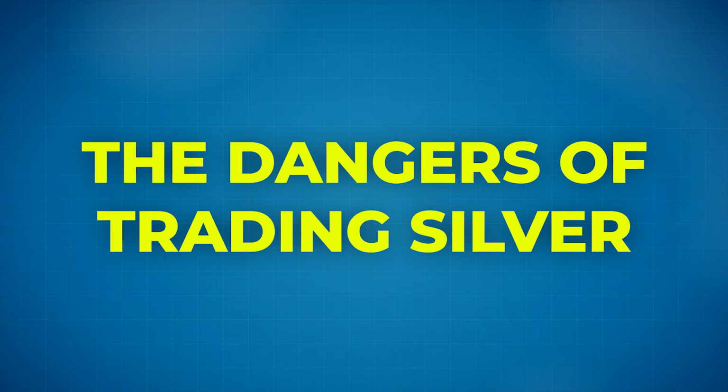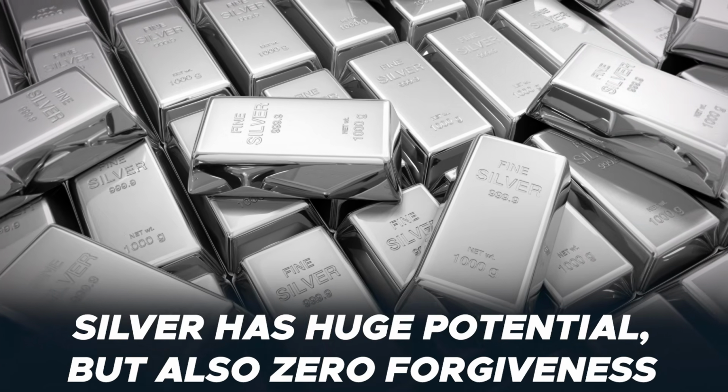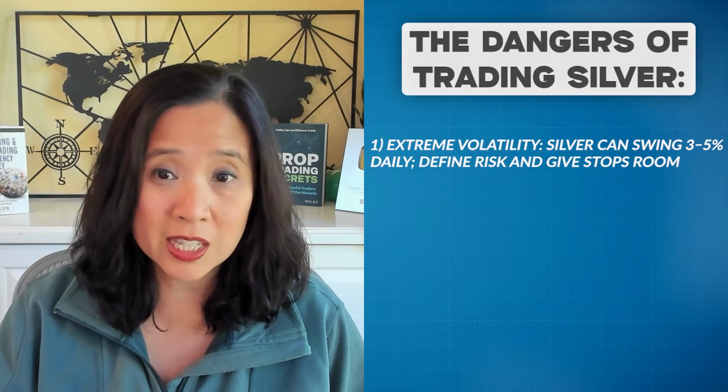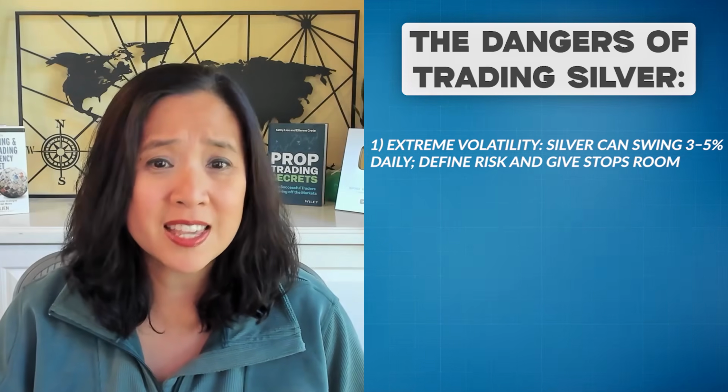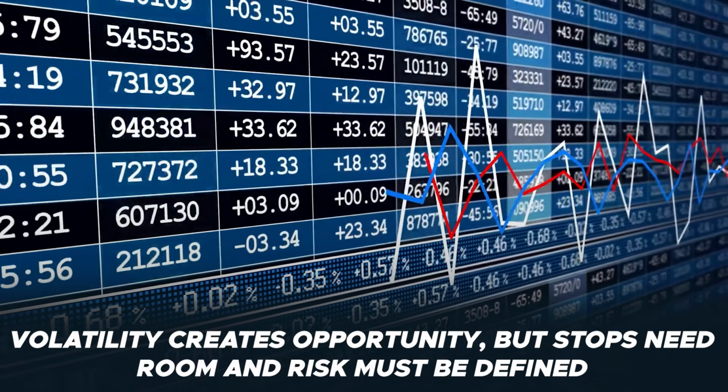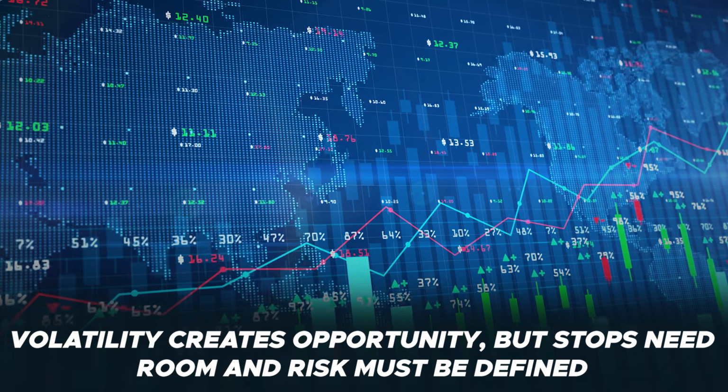Now let's talk about the other side of the coin, the part most traders overlook, which are the dangers of trading silver. Silver can be incredibly profitable, but also incredibly unforgiving. Number 1, it can have extreme volatility. Silver can move 3 to 5% a day easily. That volatility creates opportunity, but also means that your stops need to breathe and your risk must be predefined.